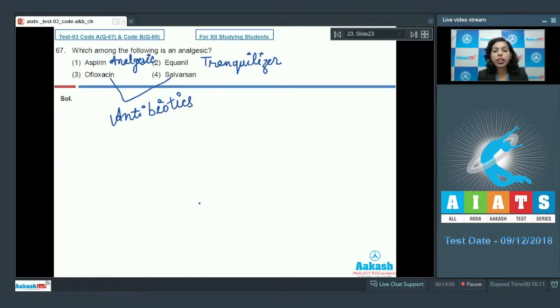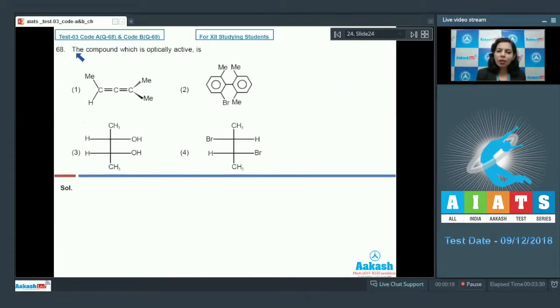So, which is the correct answer? Definitely aspirin is the correct answer. That is an analgesic. And option 1, you can easily choose as the correct option. Let's check the next question. Question number 68.